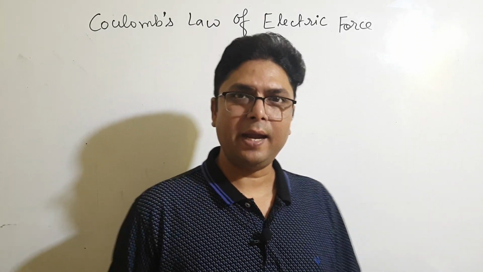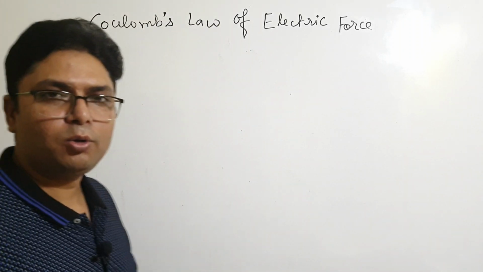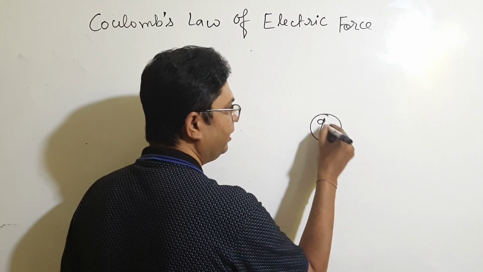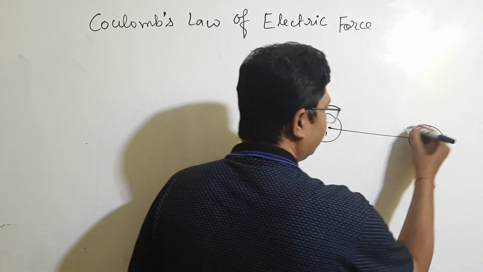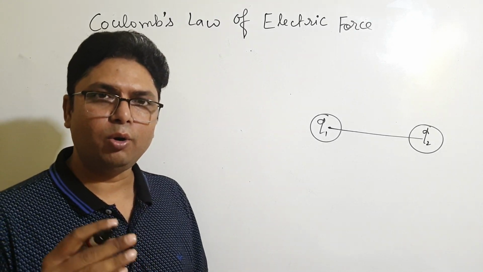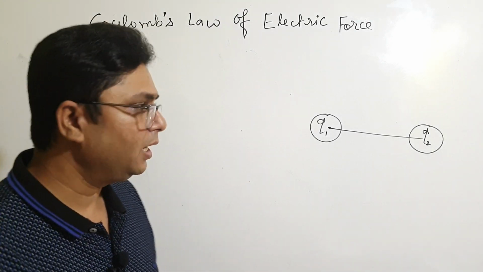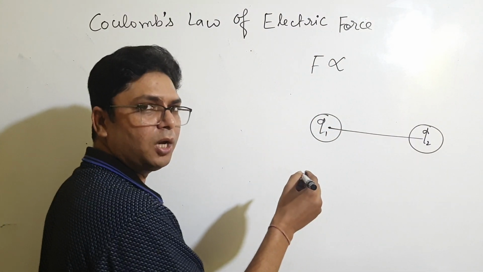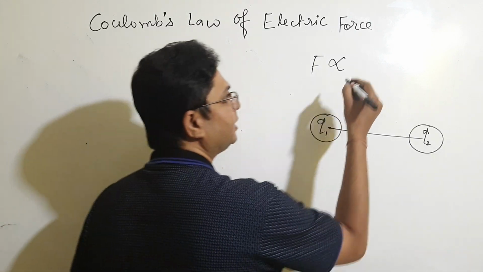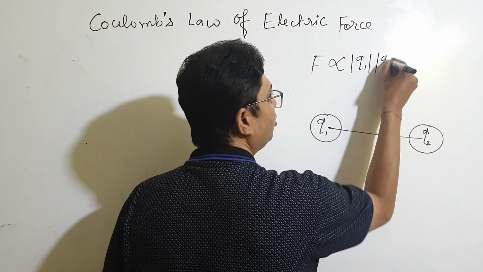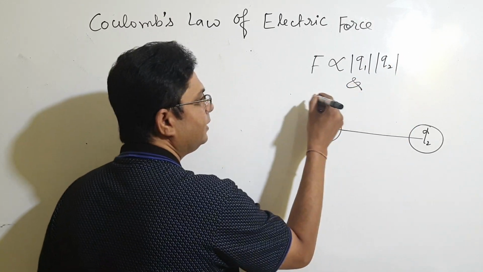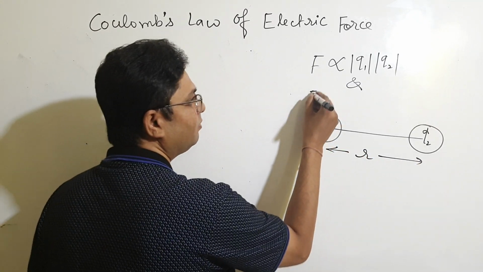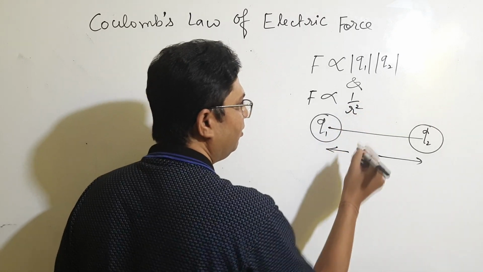Friends, let us understand Coulomb's law of electrostatic force. According to Coulomb, if you have two charges, Q1 here and another charge Q2 here, then these two charges attract or repel each other with a force F, and that force is directly proportional to the product of the magnitude of their charges. This means it is proportional to Q1 Q2 magnitude, and the distance between these two charge centers is R. So this force is inversely proportional to the square of the distance.